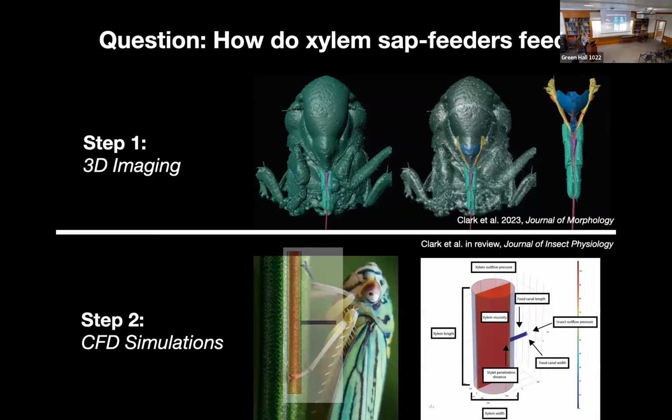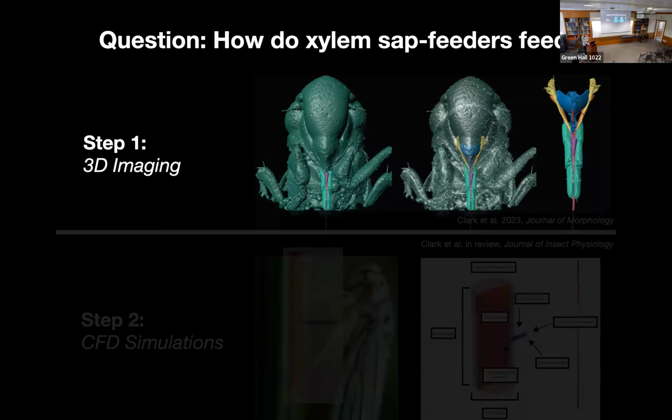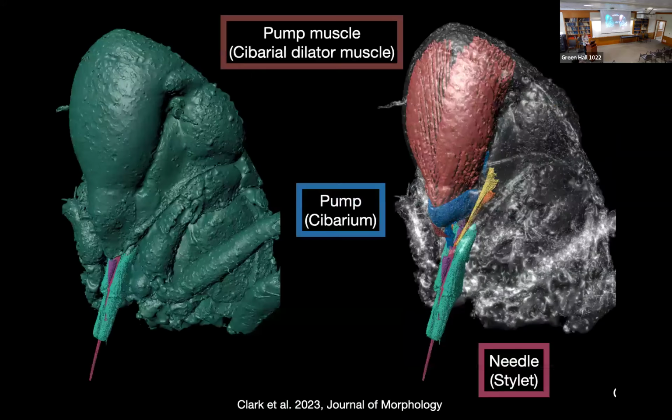So getting back to our question about xylem sap feeders, how do we use 3D imaging to understand this? So first, obviously, we do 3D imaging. We do this to get a really nice high resolution image of our sharpshooters that shows us the anatomy of the different parts inside the head that are important for feeding.